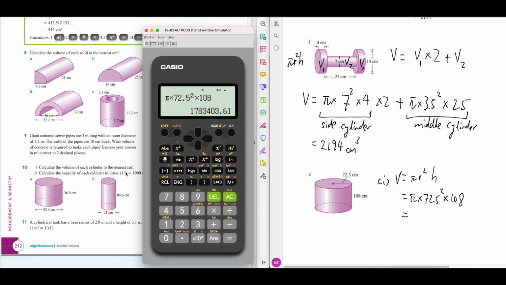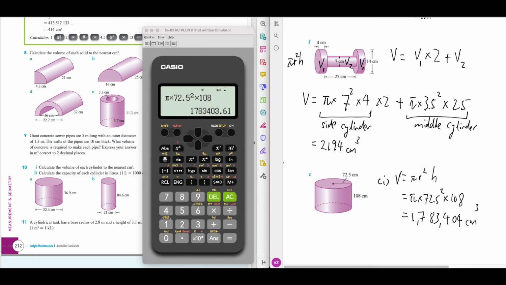Right, to the nearest centimeter cubed, so 1783, and you can put a comma for every 1,000 if you want to. Then 404, because nearest number, centimeters cubed.